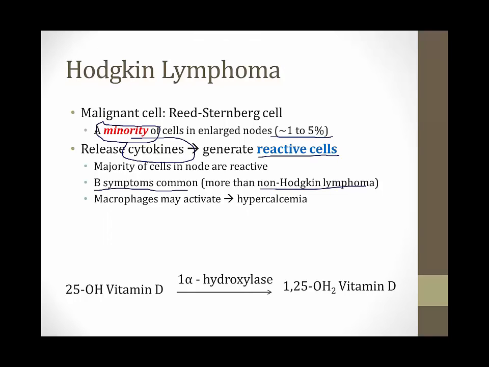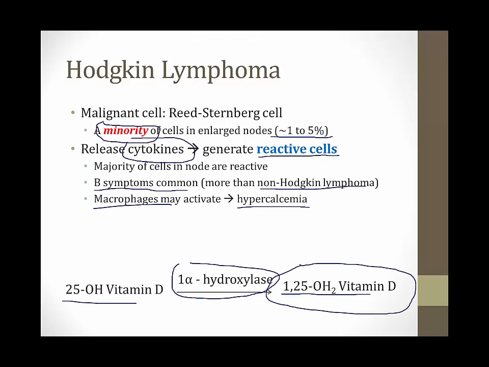In addition, it can help you remember another high-yield feature of Hodgkin lymphoma, and that is that it may lead to hypercalcemia. The reason for this is that one of the reactive cell types is macrophages, and macrophages contain the enzyme 1-alpha hydroxylase. This enzyme converts 25-hydroxy vitamin D to 1,25-dihydroxy vitamin D, the active form of vitamin D. So in the setting of Hodgkin lymphoma, you can get overactivity of macrophages and excess active form of vitamin D, and that can lead to hypercalcemia.